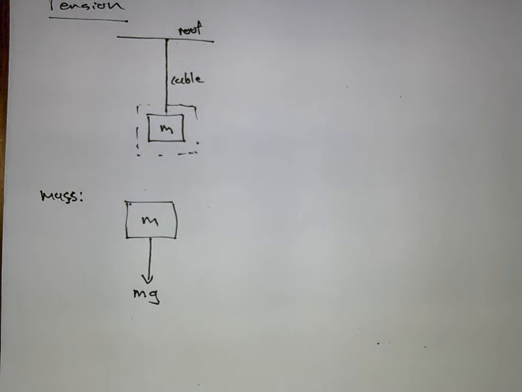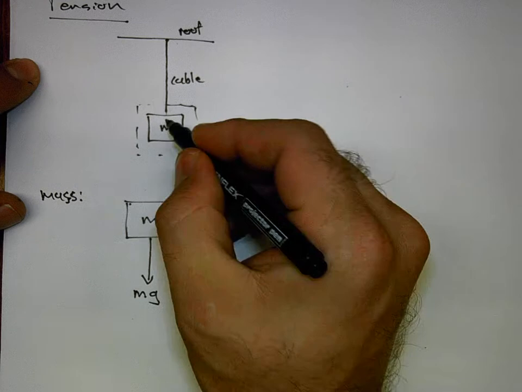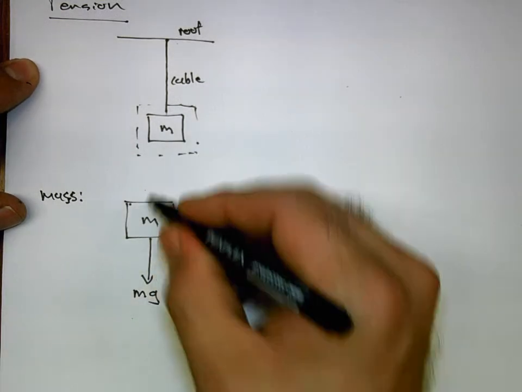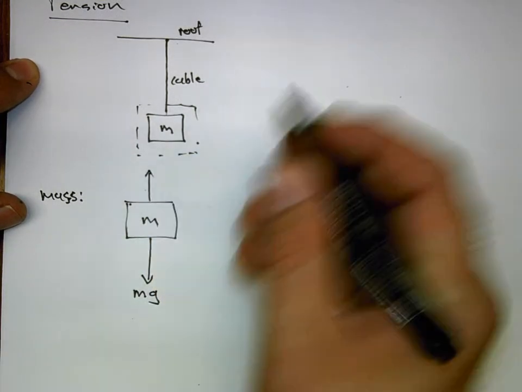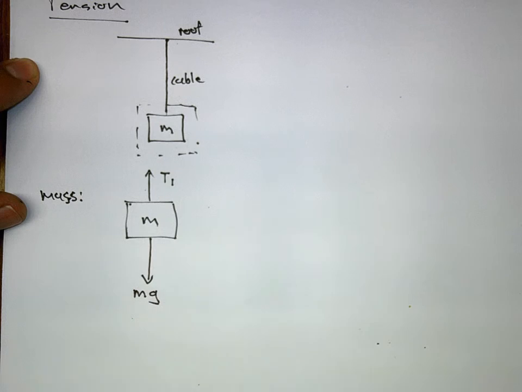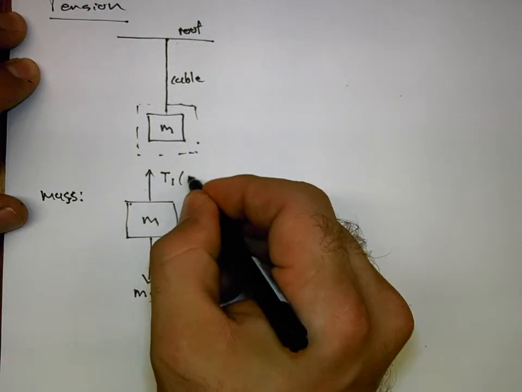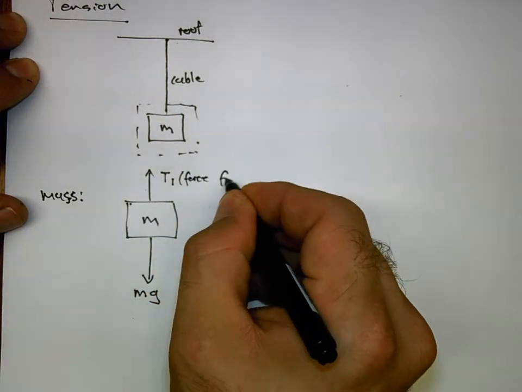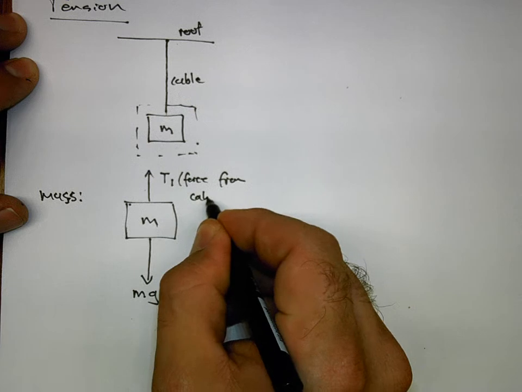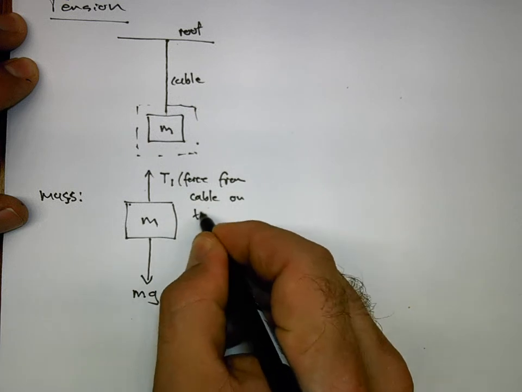So there must be some sort of opposing force. So something holding it back. So there must be a force from the cable on the mass. And let's call that just for now T1. So this is the force from the cable on the mass.